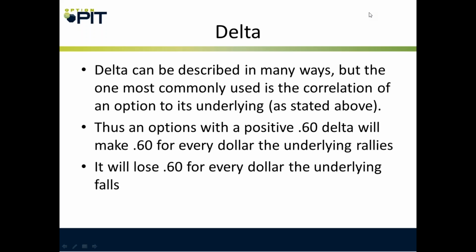All right. So an option with a positive 0.6 delta will make 60 cents for every dollar the underlying rallies. It will lose 60 cents for every dollar the underlying falls, almost unilaterally. All right. So if I am long a 60 delta call, and Apple rallies $1, my call, let's say it was $2, will be worth $2.60. If Apple falls $1, my $2 call will go to $1.40. Very simple stuff.